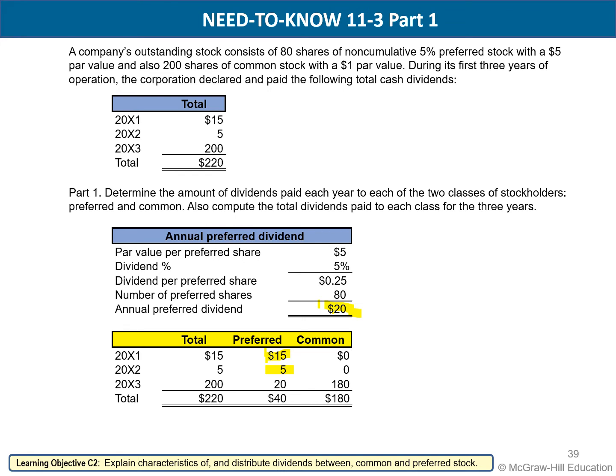And then in year 3, we paid $200. So 20 is the annual preferred dividend that we calculated here, right? So $20 is going to go to our preferred stockholders, and the other $180 is going to go to our common stockholders. Okay?